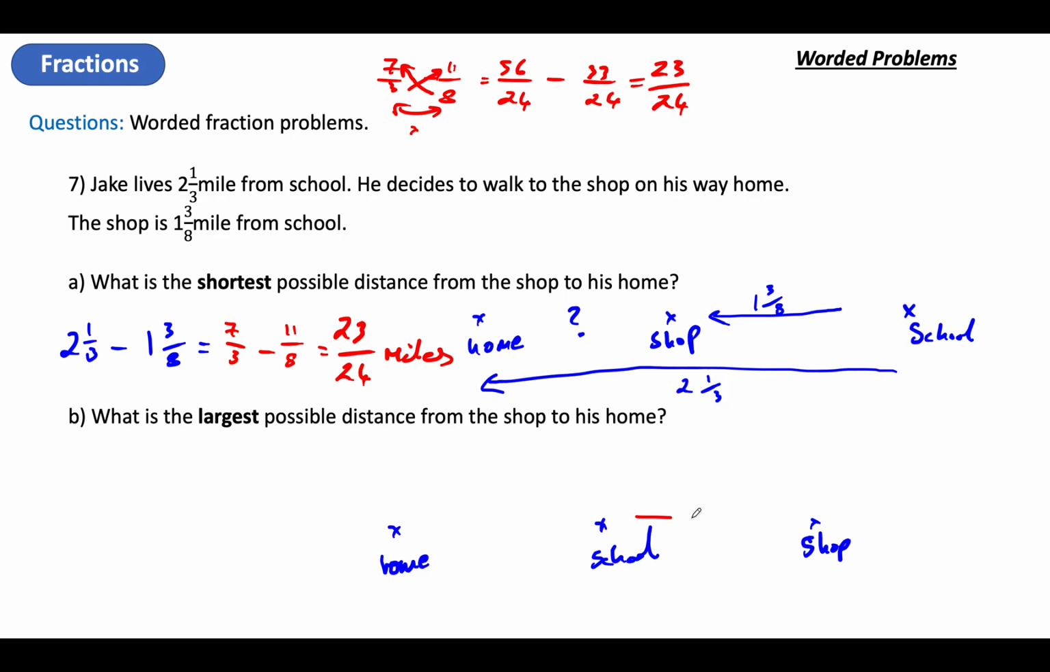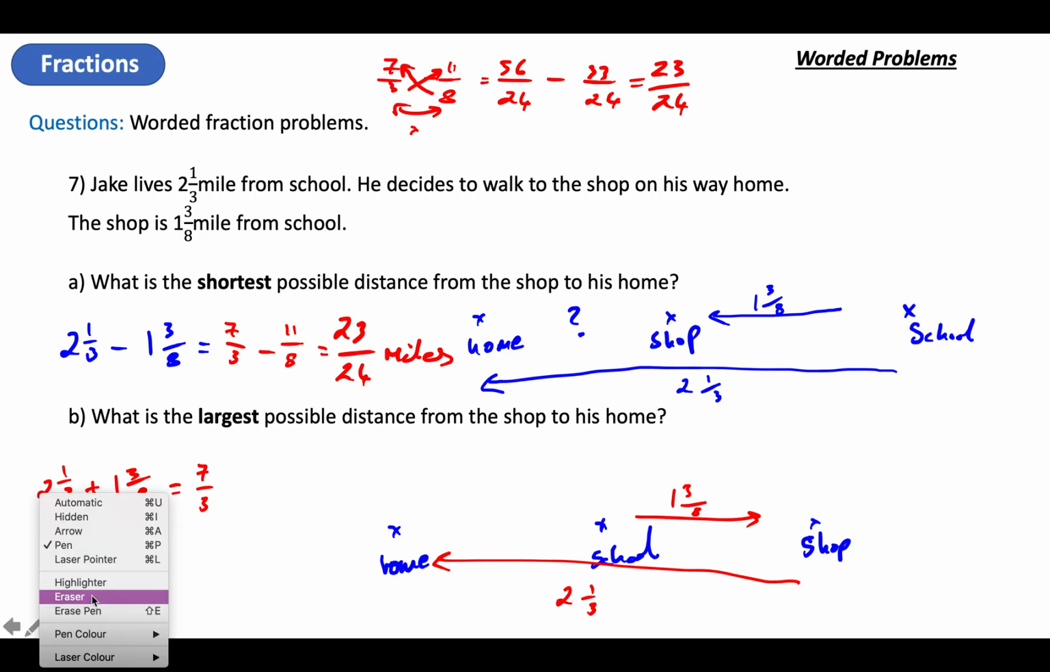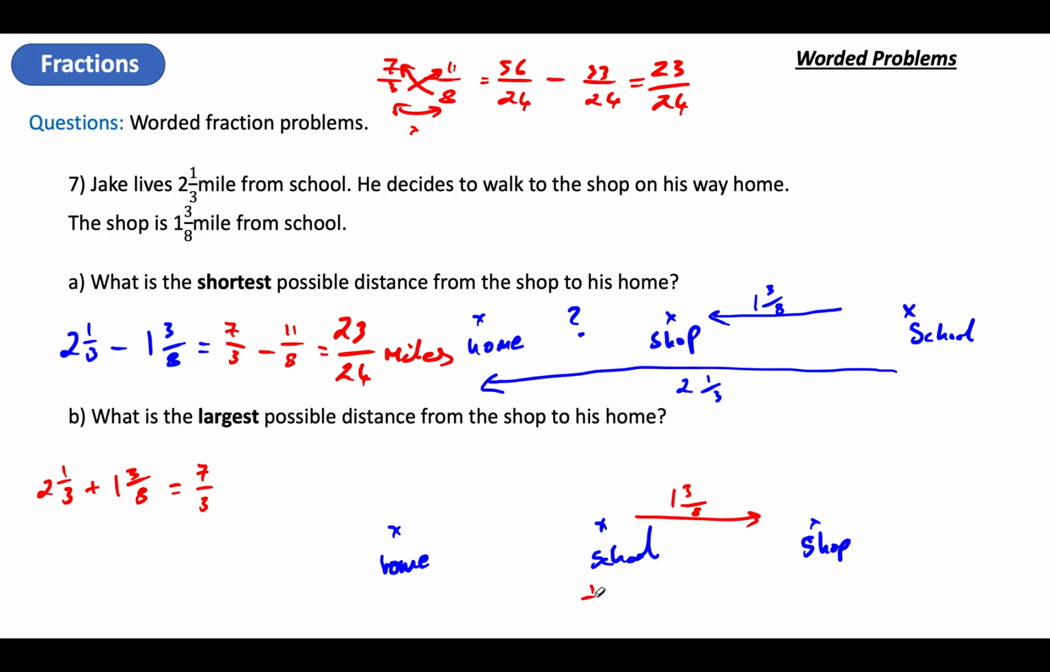But what if it's this way? So on this one, he's got to travel 1 3/8, because that's how far it is to the shop. He then has to travel all the way home, which is 2 1/3. So actually this time, we need to do 2 1/3 plus 1 3/8. So this time we need to add the fractions. So we have to do 7 1/3 plus... Oh, hang on a minute. I've got this wrong, haven't I? I have got this wrong, and I'll show you why. Let me just rub that out.